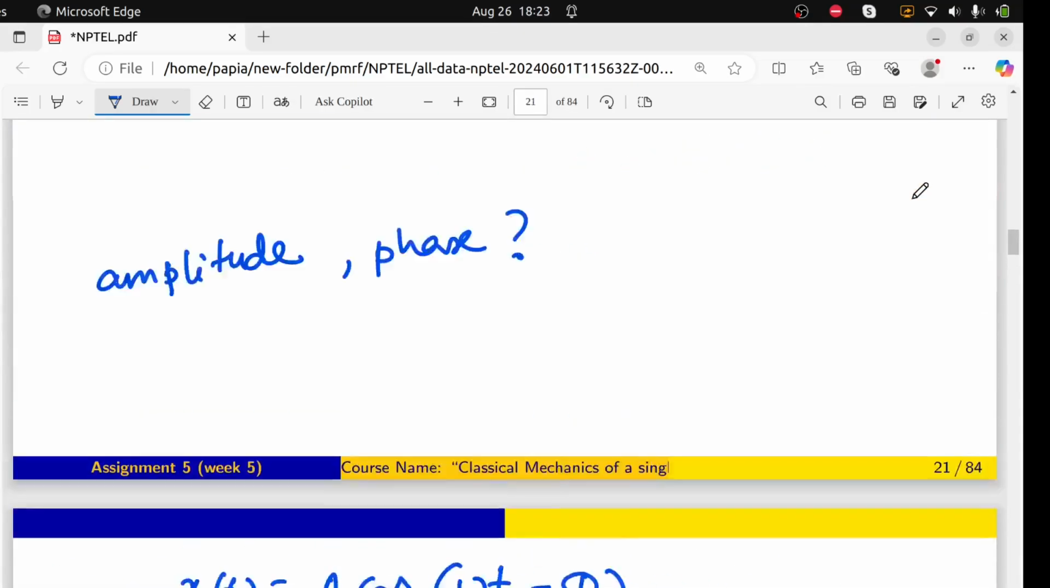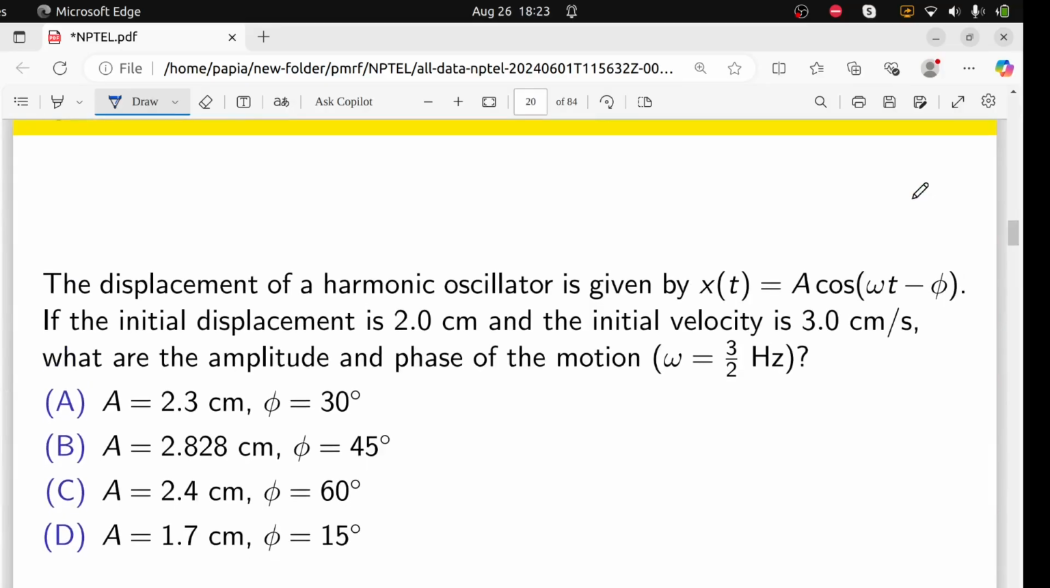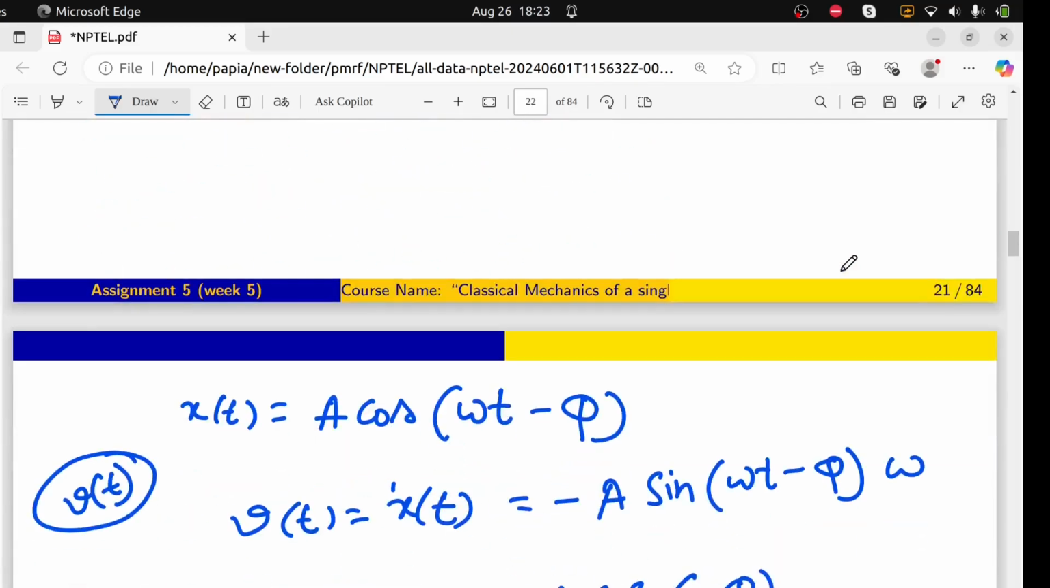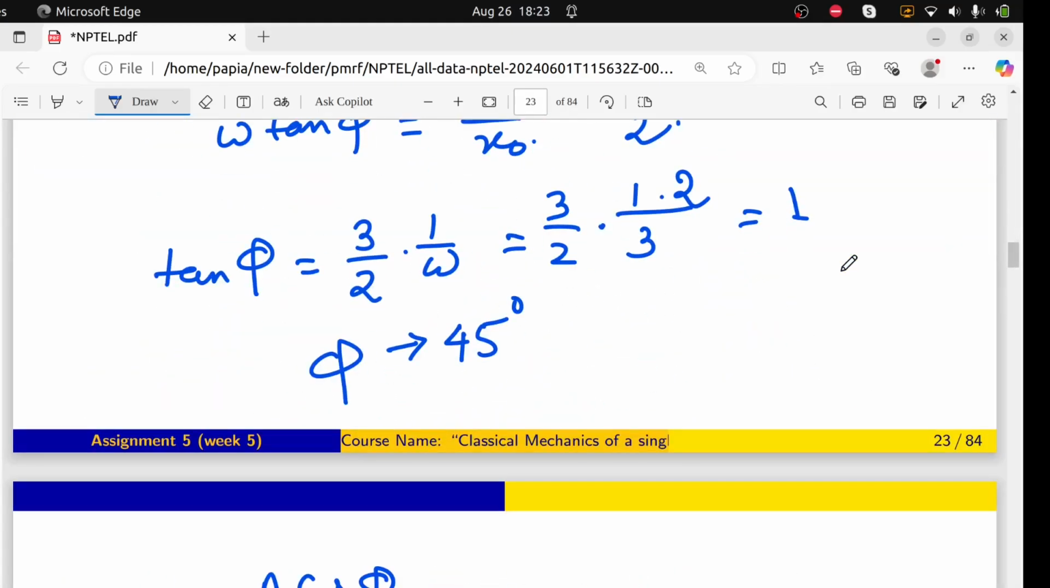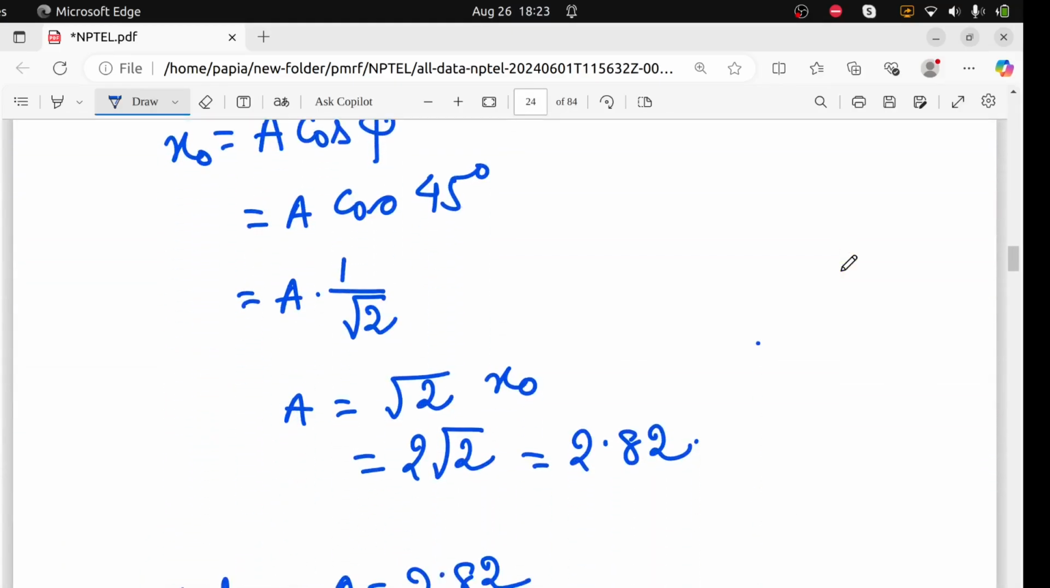Now let me compare this with options. Okay, see, A equals 2.828 and phi equals 45. So this is the answer. This will not, this will not, this will not. Okay. So this is the case. Now come to question number 3.